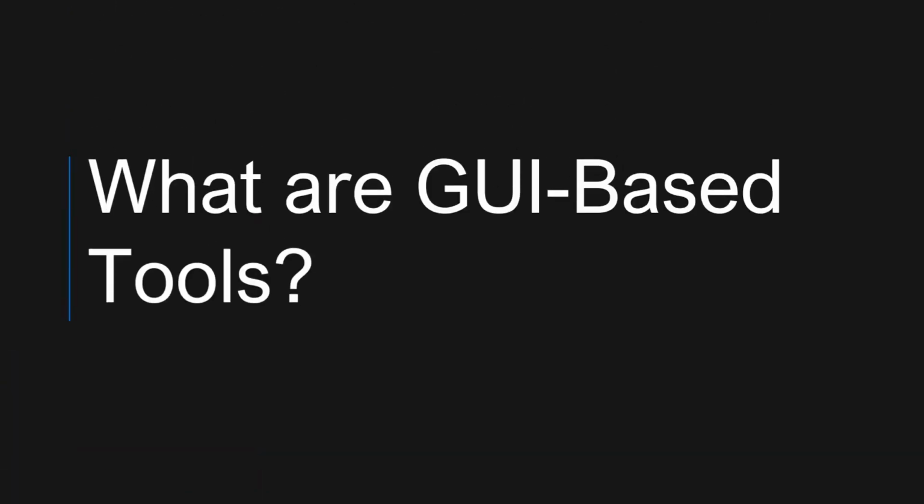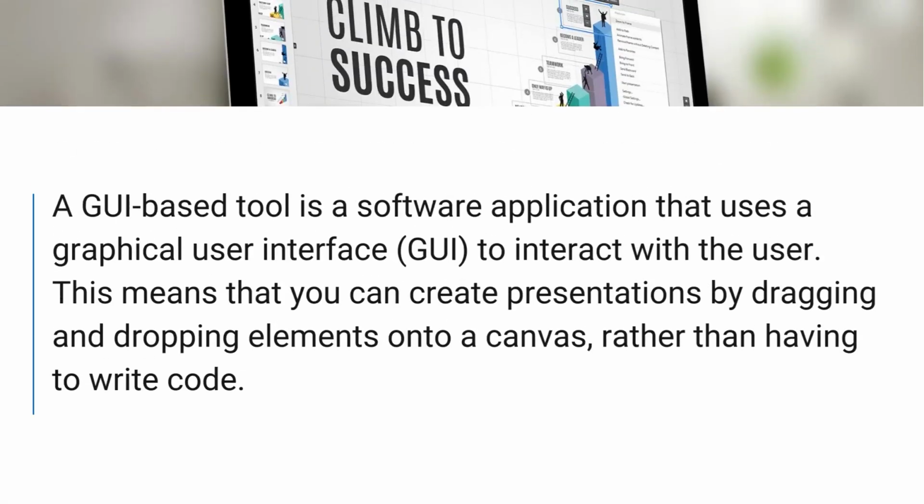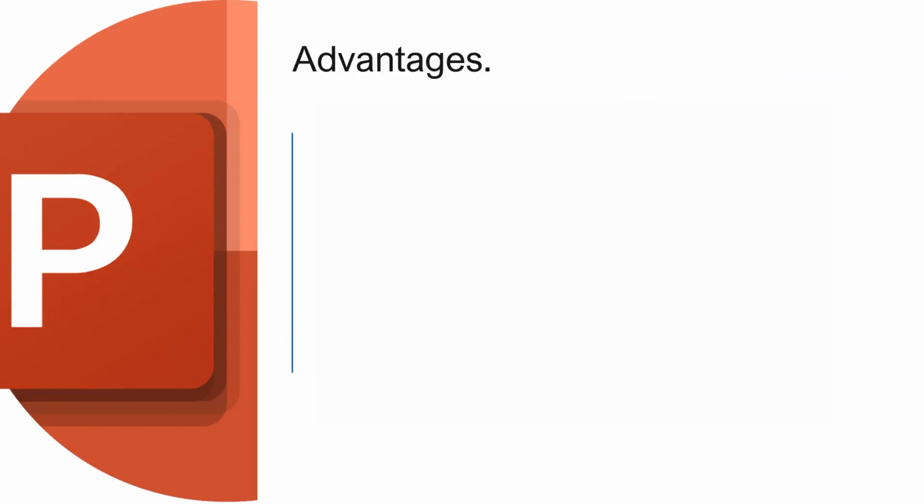What are GUI-based tools? A GUI-based tool is a software application that uses a graphical user interface to interact with the user. This means you can create presentations by dragging and dropping elements onto a canvas rather than having to write code. Advantages of GUI-based tools.